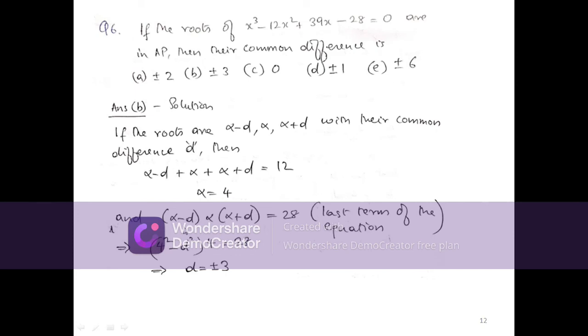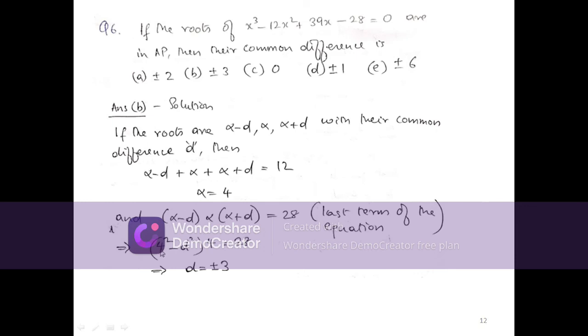Alpha minus d, alpha plus d equal to 28. So alpha minus d into alpha plus d equal to 28. When you take the product, alpha minus d into alpha plus d, that is alpha square minus d square, into alpha, equal to 28. Here, from the earlier equation, you have 3 alpha equal to 12, so alpha equal to 4. So you substitute for alpha: 4 square minus d square into 4 equal to 28.